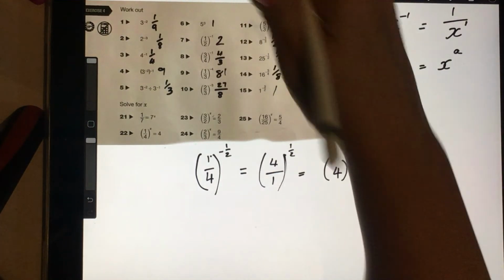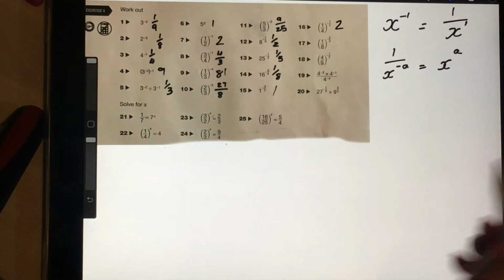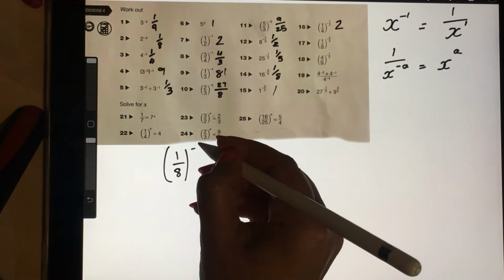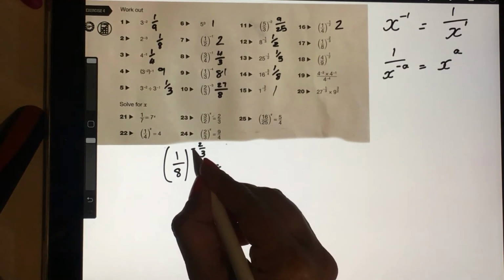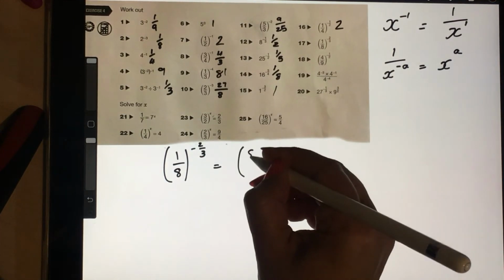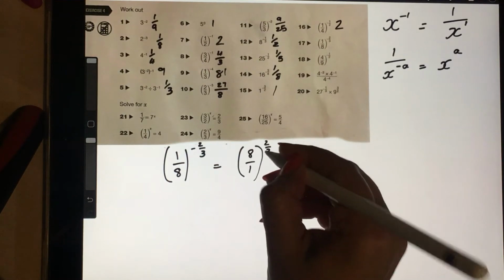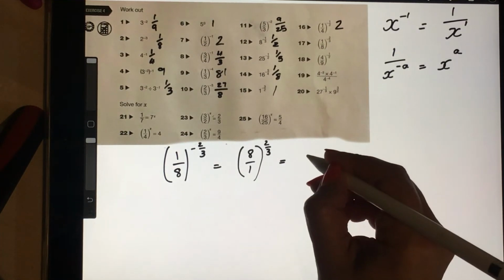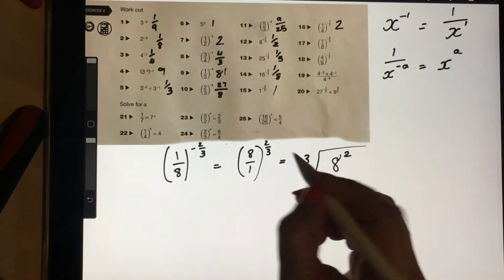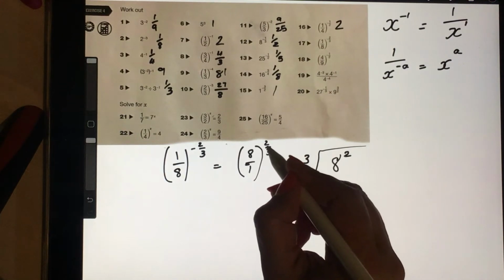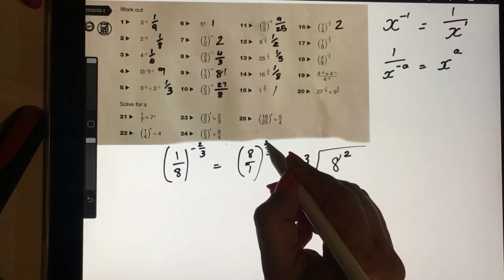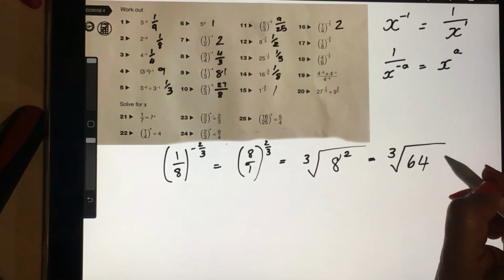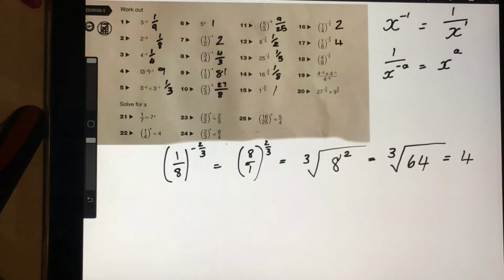Right, moving on to number 17. Just make some writing space there. Moving on to number 17, we've got 1 over 8 raised to the power of negative 2 over 3. First of all, get rid of the negative indice. We get rid of the negative indice by flipping the fraction inside the bracket. And we're still left with fraction 2 over 3 as a power. Now we can remove the fractional indice by saying it's the cube root of 8 squared. Remember, 8 over 1 is simply 8. That 3 at the bottom becomes your cube root, and the 2 at the top in the numerator goes there. So we've got the cube root of 64, and the cube root of 64 is 4. Right, so number 17 is 4.